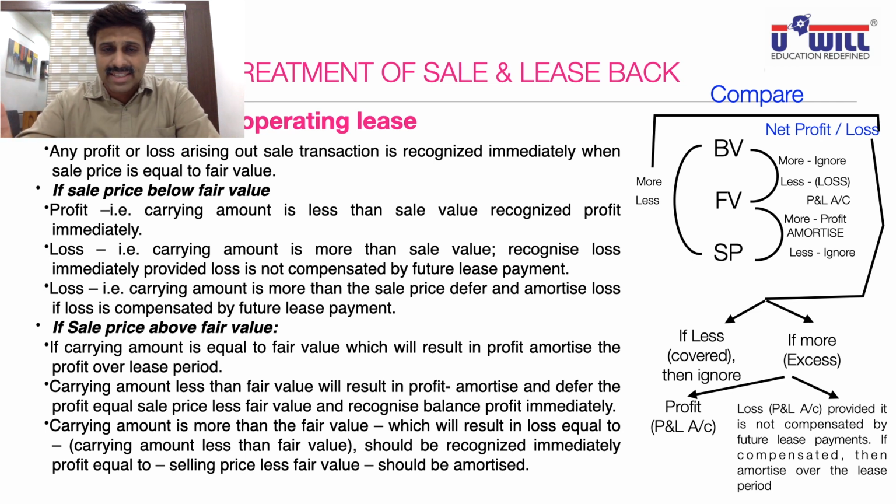You don't have to write anything, just understand how this diagram fulfills all the conditions. Then, any profit or loss. Profit or loss means selling price is more than book value. If the selling price is more than book value, there is profit. Now see at the end, if it is more, take it to P&L account immediately, because it is not covered on the right side. So take it to P&L account immediately.